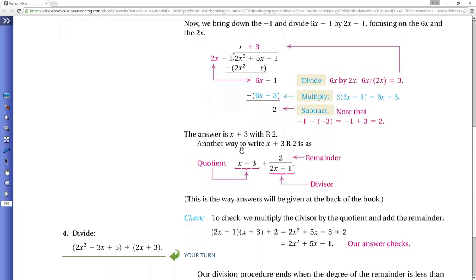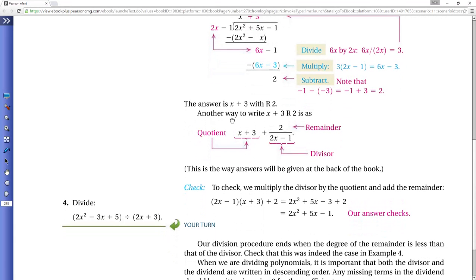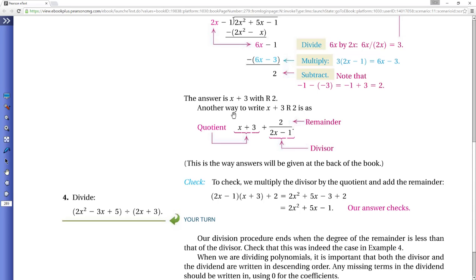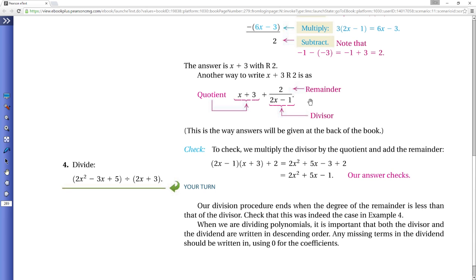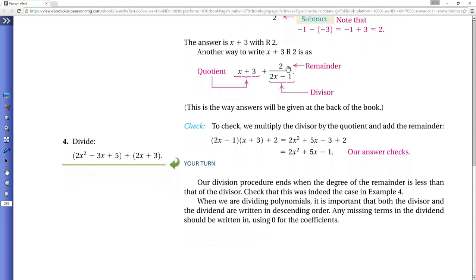And we could answer it that way, and we'd say x plus 3 with a remainder of 2. Well, that doesn't work very well in algebra, because the remainder assumes that you know what the divisor is. And the way to express that is to take the remainder and put it over the divisor. So I'd have x plus 3 plus this remainder 2 over what I was dividing by, this 2x minus 1. So that would be the quotient. The result of that division is this addition, or this complex fraction.